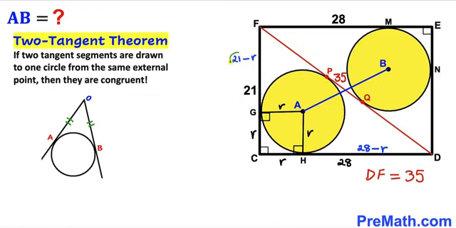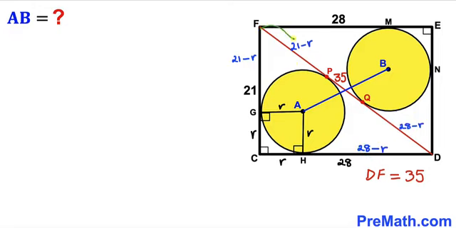So therefore, if this segment is 21 minus r, then this segment is going to be 21 minus r as well. And likewise, this tangent DH is going to be equal to this tangent BD. If this segment is 28 minus r, then this segment is going to be 28 minus r as well. And now let's focus on this whole diagonal DF, that is the sum of these two segments, 21 minus r and 28 minus r. And we also know that this whole diagonal is equal to 35.